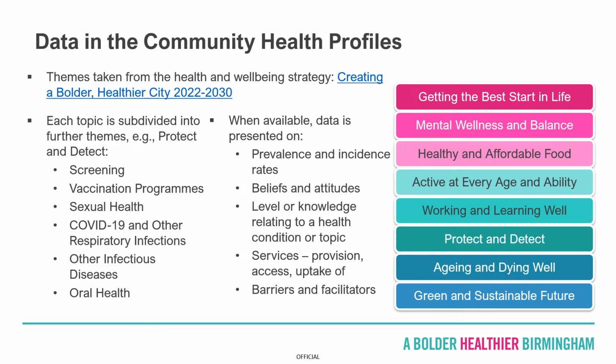Now moving on to what we can actually expect to find within each community health profile. As we described earlier, the themes that are presented in the reports are taken from the health and wellbeing strategy, and they focus on a life course approach, starting at getting the best start in life and going all the way through to aging and dying well. They also look at those wider determinants such as healthy and affordable food, physical activity, employment and housing, etc.